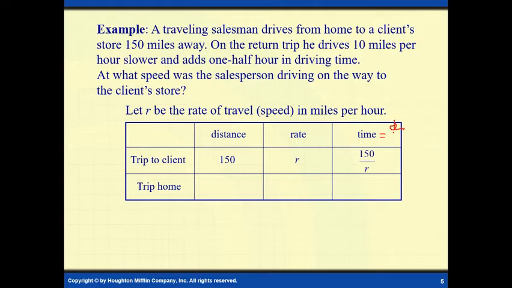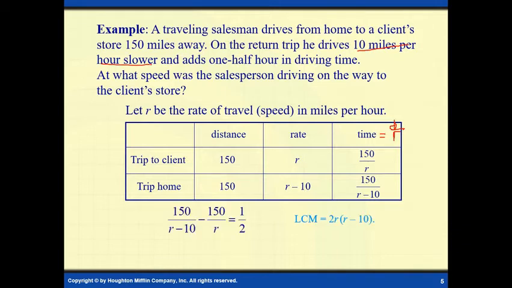Okay, and that's where we get the 150 over R. The trip home, still 150 miles, but now it's R minus 10 because he traveled 10 miles per hour slower. So we have 150 over R minus 10. So we need to figure out, now it adds 1/2 hour in driving time. So that's where the 1/2 comes in, okay?